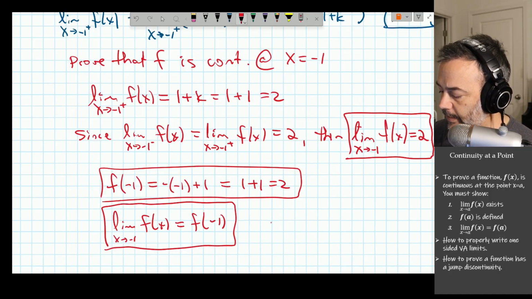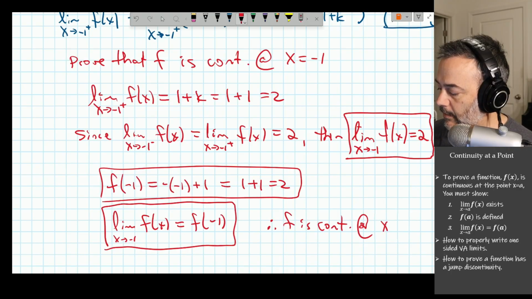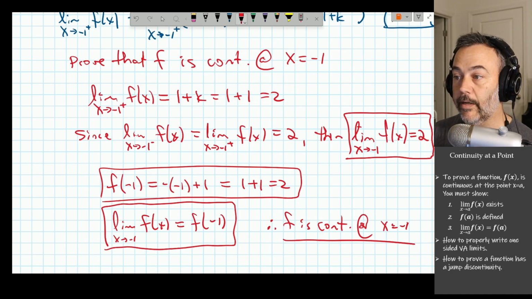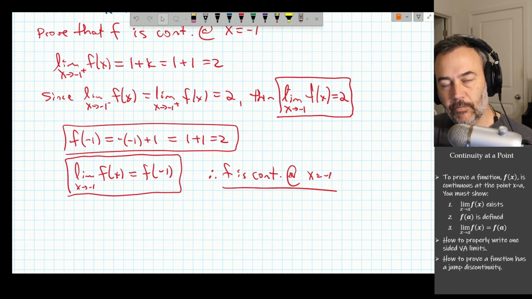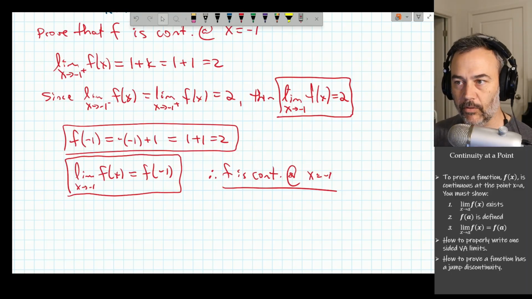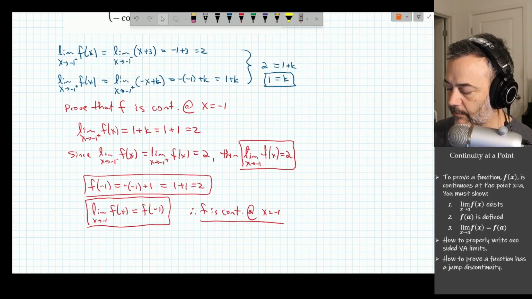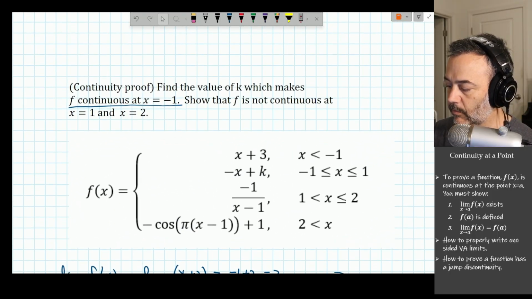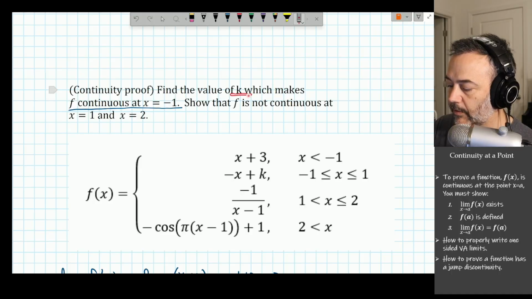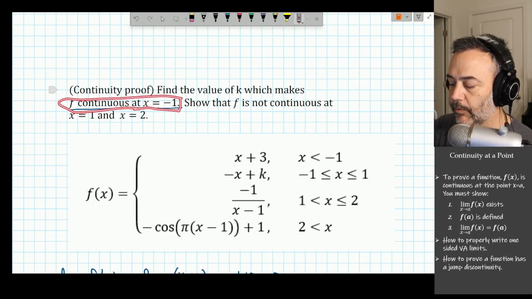It's fine, like on a test, you can just write, therefore, f is continuous at x equals -1. That is a sufficient way of writing quickly on a test when you're time crunched. That's sufficient for writing up that it's continuous. Okay, we have done the first part. We have shown the value of k that makes it continuous, and we proved it.